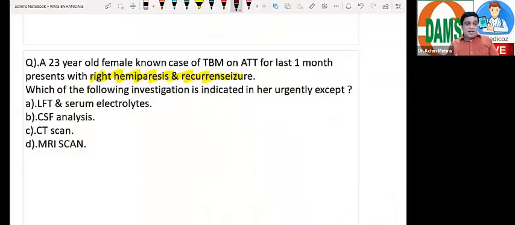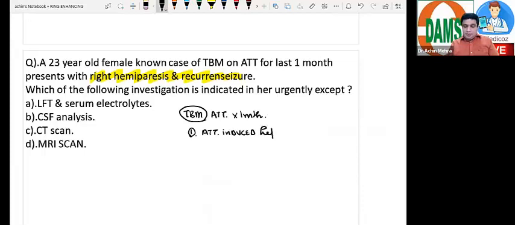What are the investigations I like to do and what are the investigations I do not like to do? If it is a case of TBM that has been on ATT for the last 1 month, and the patient has come to me with recurrent seizure and maybe altered sensorium also, then I can think about what? ATT-induced hepatitis. One thing I always think about, which can happen. Second, maybe I can think about hyponatremia due to raised ICT. Raised ICT releases a higher amount of BNP that causes natriuresis and cerebral salt wasting hyponatremia.